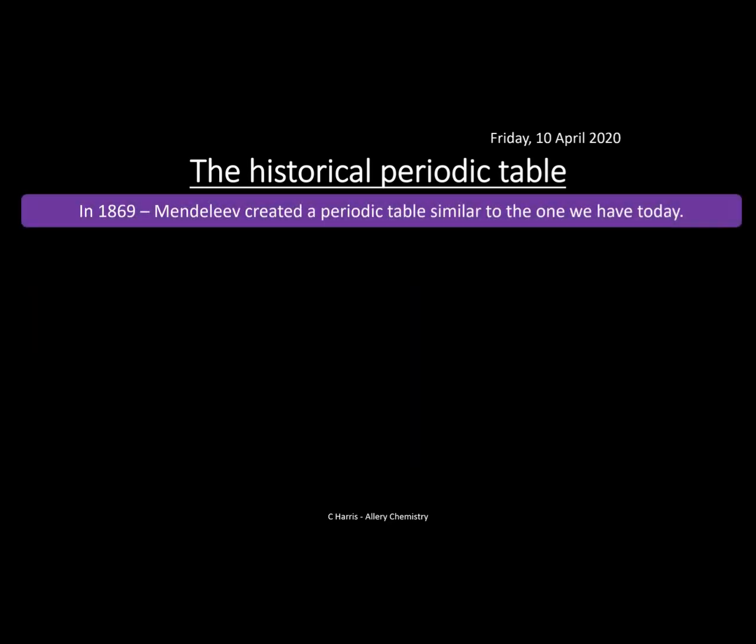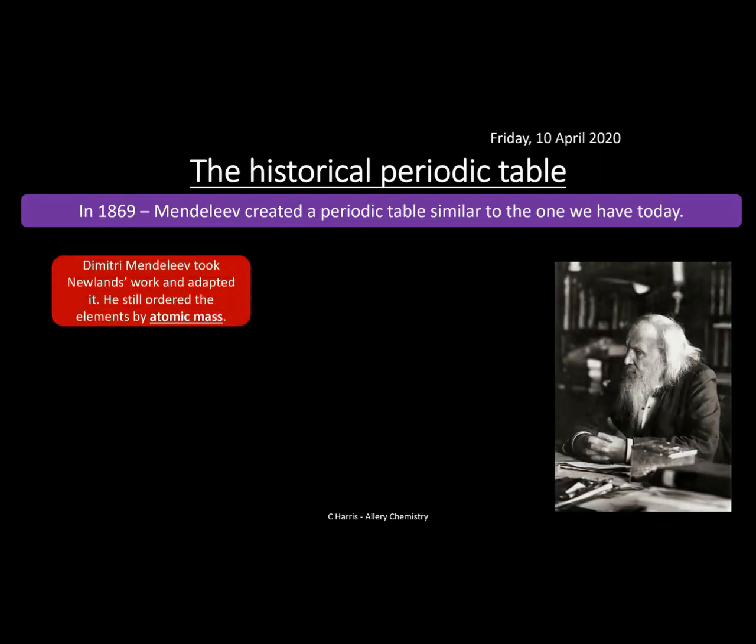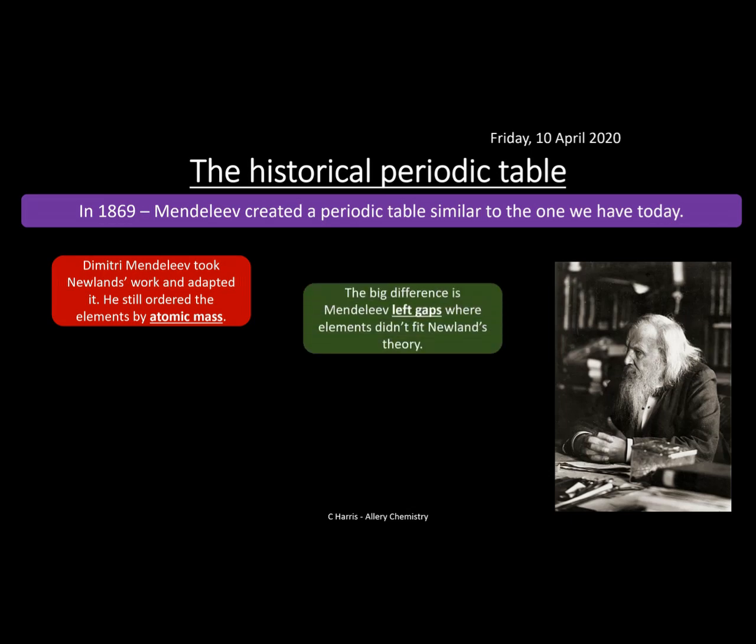So it wasn't until 1869 when Mendeleev actually created the periodic table. He got a hold of it, and he was a Russian scientist who came up with a new way of ordering it. So Dmitri Mendeleev took Newlands' work and he adapted it, and he still ordered it by atomic mass. So he still honoured his way of thinking. But the big difference is that Mendeleev actually left gaps where Newlands didn't.